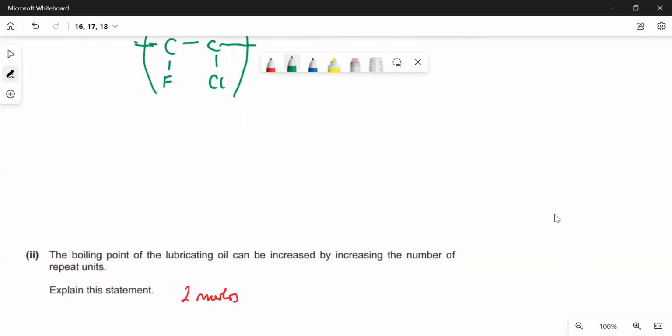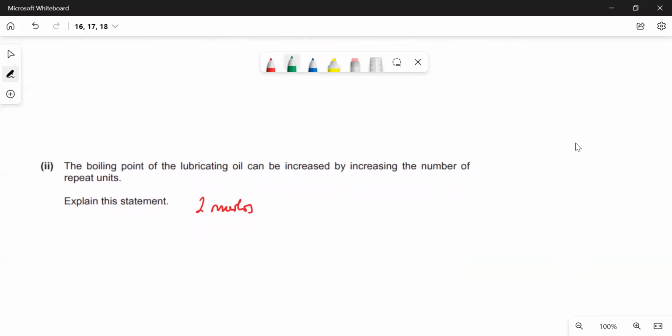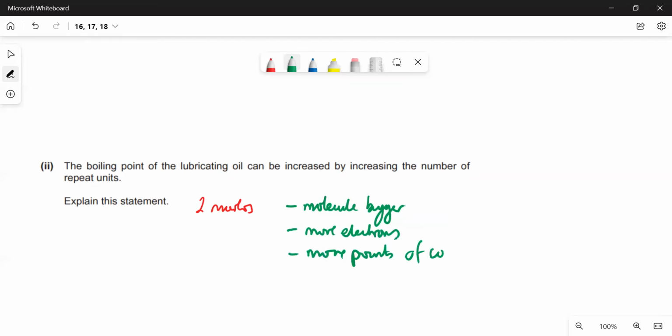Right, the boiling point of the lubricating oil can be increased by increasing the number of repeat units. Okay, how is that going to increase the boiling point? Will it make the molecule bigger? Obviously. Which will mean you have more electrons, more points of contact, so the London forces will be bigger. That's induced dipole-dipole interactions. That'll make the boiling point higher.